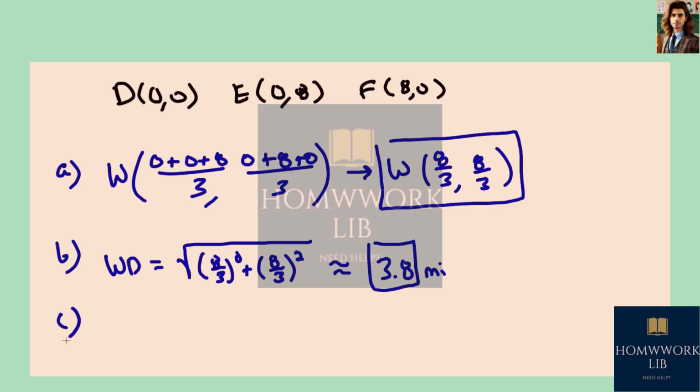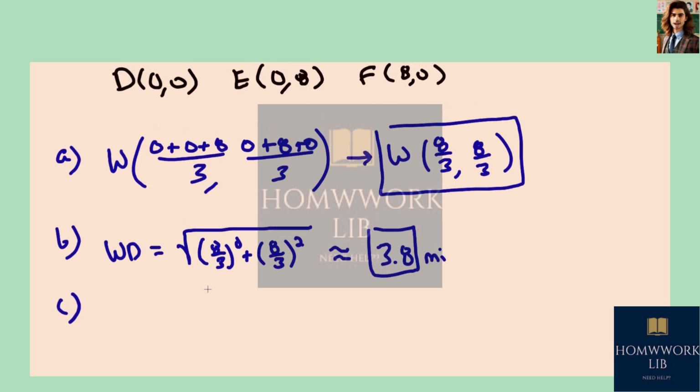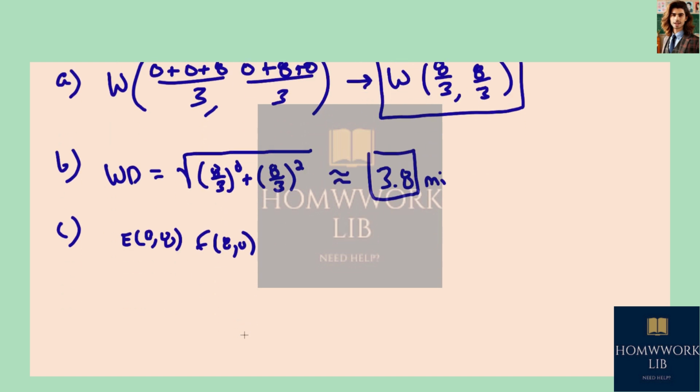And C, a straight road connects Almonte and Fairview. What is the distance from the warehouse to the road? Let's come up with an equation to represent the road. So we're using Almonte at 0, 8 and Fairview at 8, 0. The slope would be 0 minus 8, that's y2 minus y1 over x2 minus x1, that's negative 8 over 8 or negative 1. And the y-intercept is 8, so this line is y equals negative x plus 8.